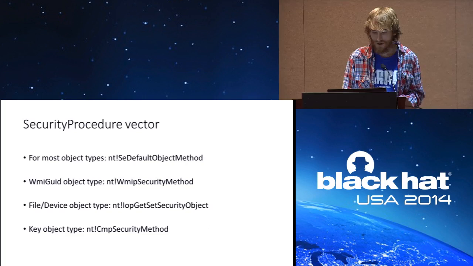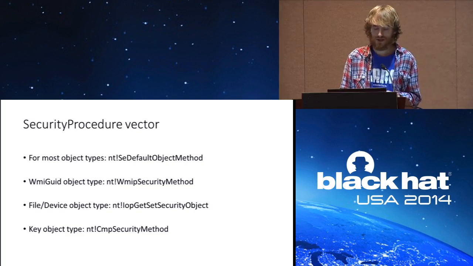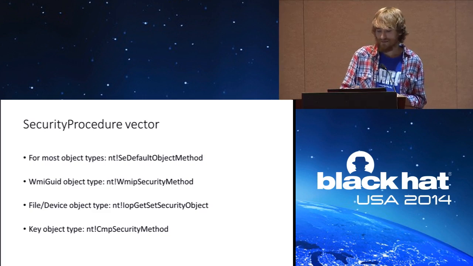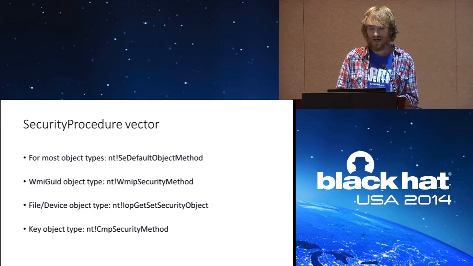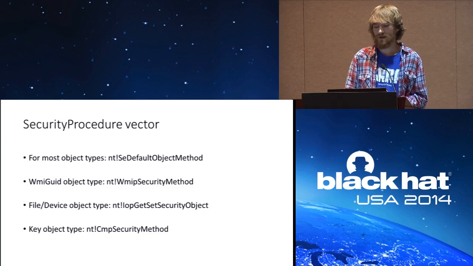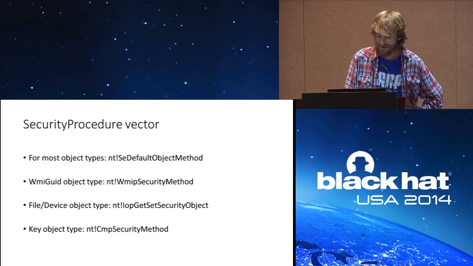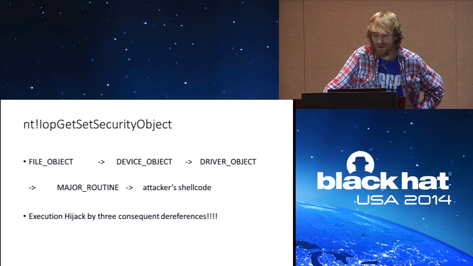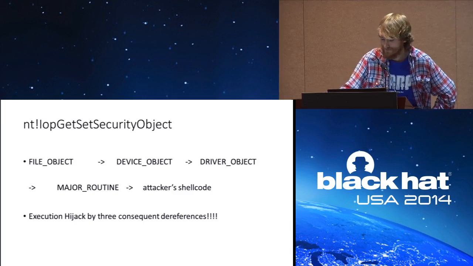Basically, in that scenario, changing to a file object leads to hijack of execution flow. But in fact, there are different ones. Unfortunately, for this security procedure, almost every object type contains the default object method, and it's not very useful in exploitation terms. But IopGetSetSecurityObject is very nice because there is a triple dereference of the file object, and basically that means you control EIP or RIP.